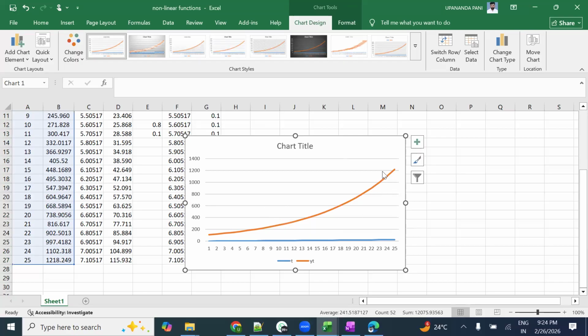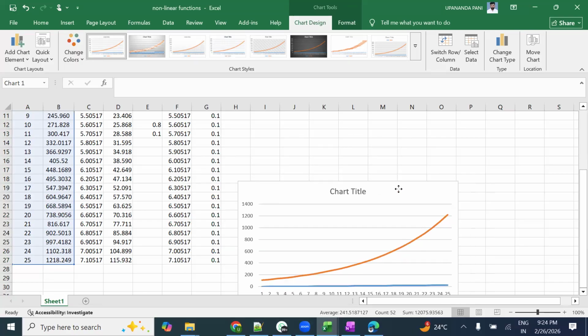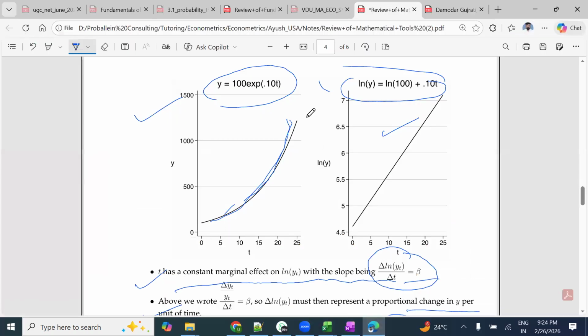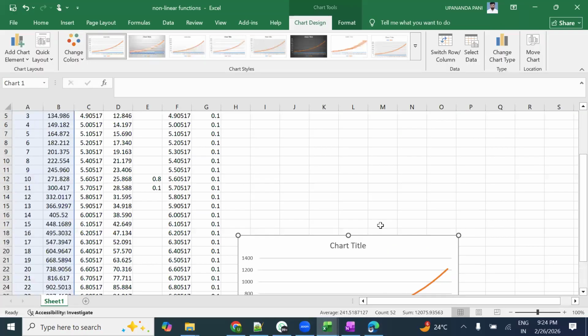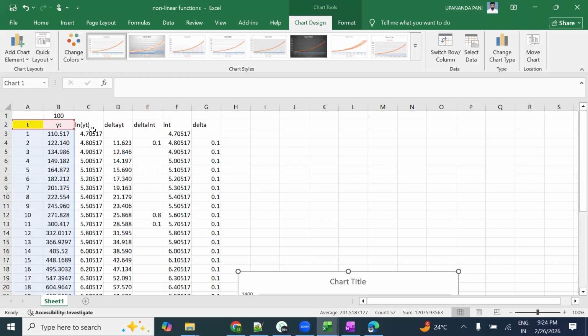So how is it growing? Exponentially. Exponentially growing, isn't it, Ajay? Yes, sir. And how was our graph? Our graph was also similarly growing, isn't it? Yes or no? Yes, sir. Then similarly you just plot.